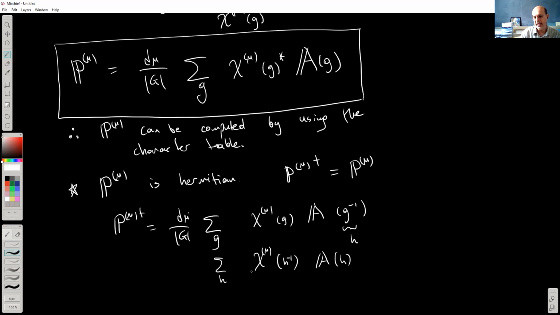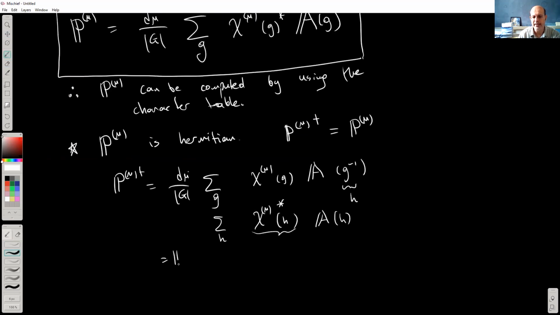And at this point, you can then argue that the character of the inverse is equal to the complex conjugate of the character of the element. So as a result, by erasing this inverse in here, I can replace it with the complex conjugate. Okay. Again, this has something to do with the unitarity of that irreducible representation, but I'm going to leave that to you. And so as a result, you can then show that this is equal to P mu. It's a Hermitian operator. Okay.